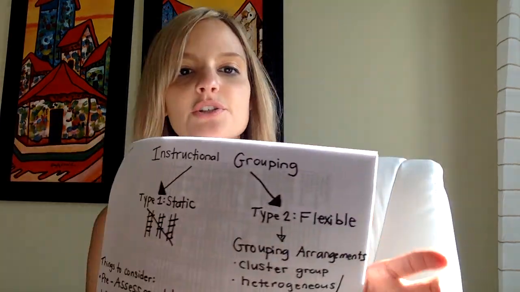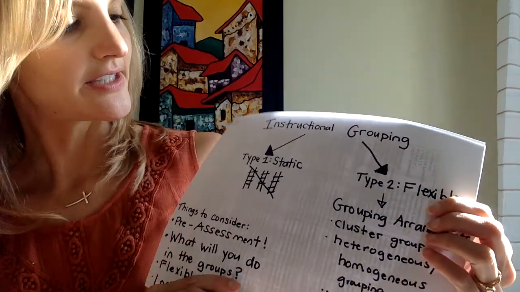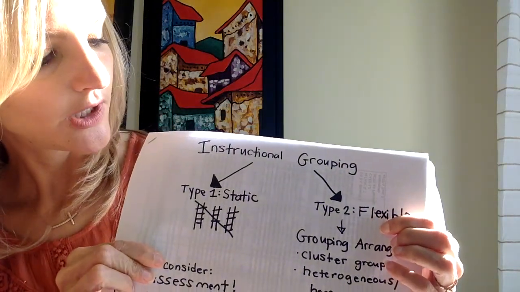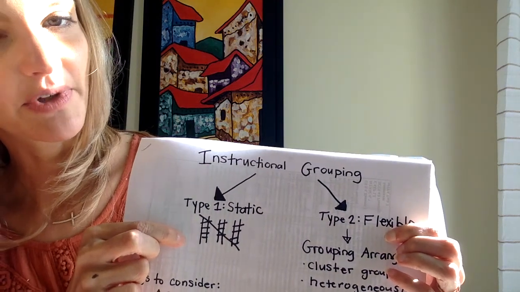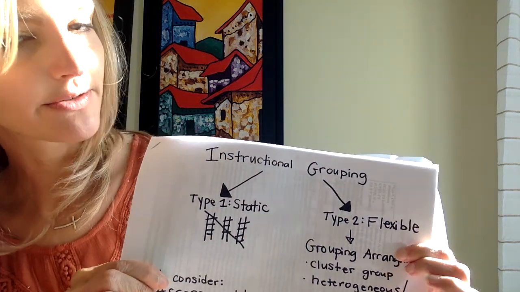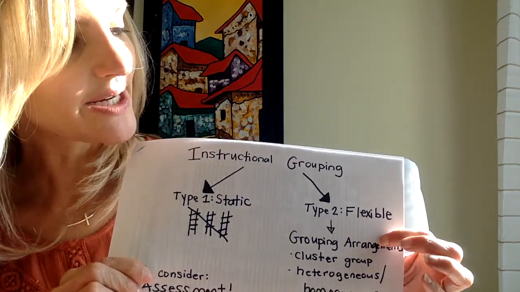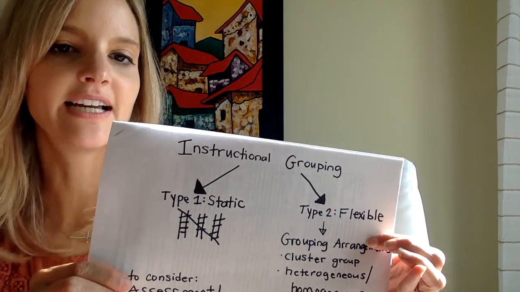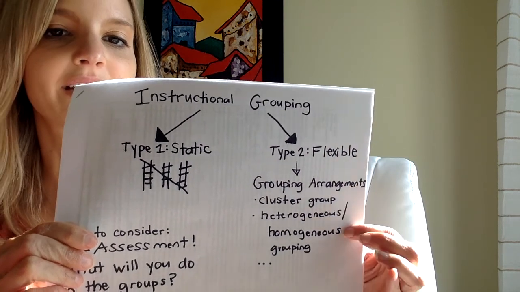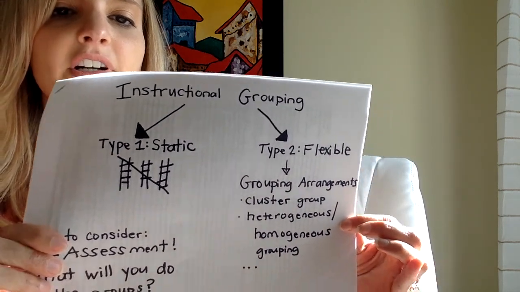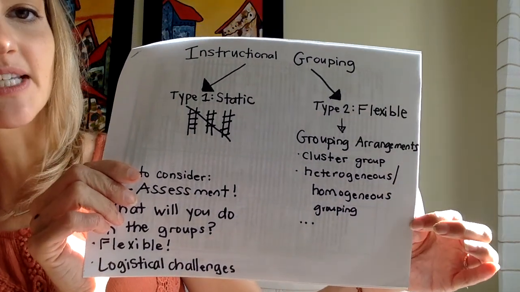Okay, so there's your brief overview of instructional grouping. Again, you've got 2 types. You've got static and you have flexible. We don't want to track our students, but we do want to have flexible grouping so we can meet them where they are and challenge them appropriately. Within the type of flexible grouping that we've looked at, there are various different arrangements. So you'll see various different ones in your content. And then, of course, you want to keep these considerations in mind.